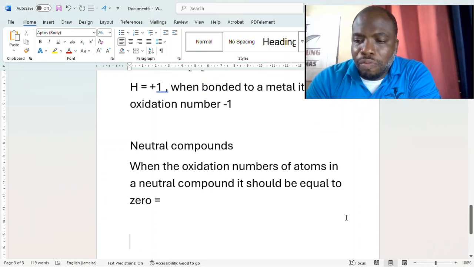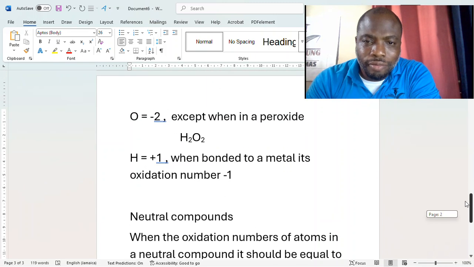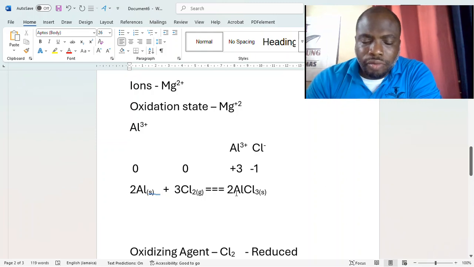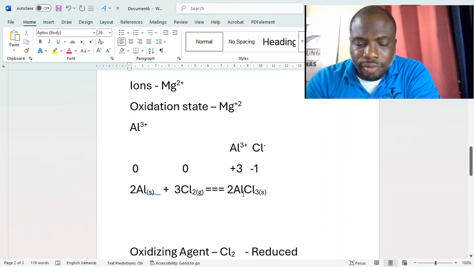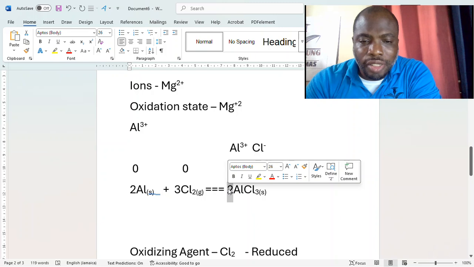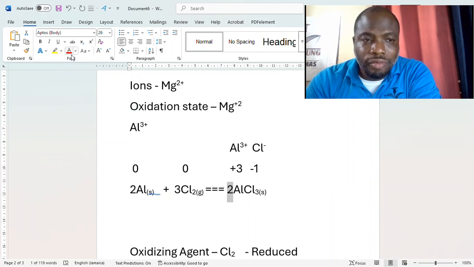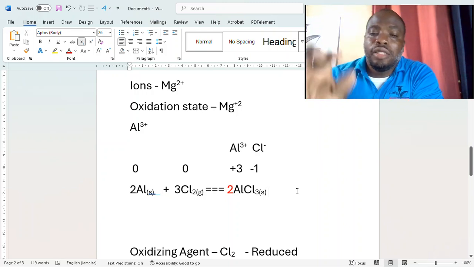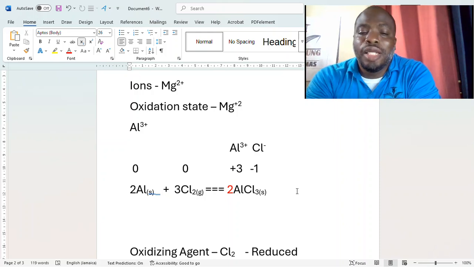If we go back to the compound that we were doing a while ago, that reaction, here, aluminum, we're not talking about the coefficient that is placed in front to balance. We're just ignoring that when we're looking at oxidation. So we're just focusing on this part of it. This is considered to be a neutral compound. Why is it a neutral compound?